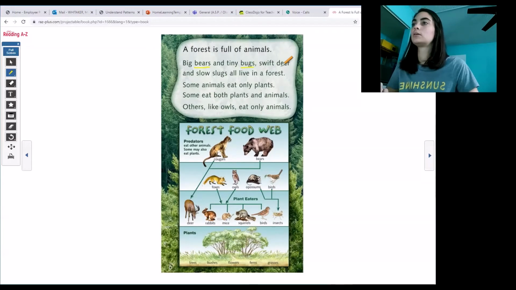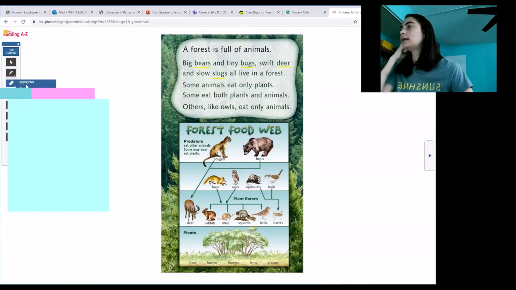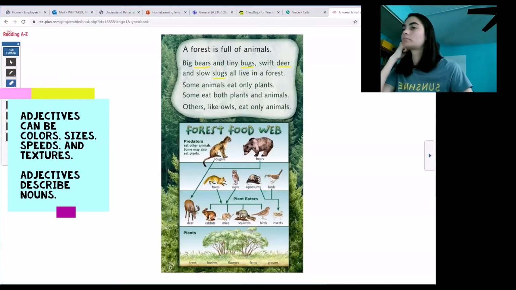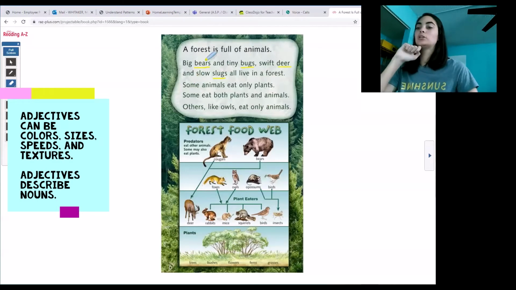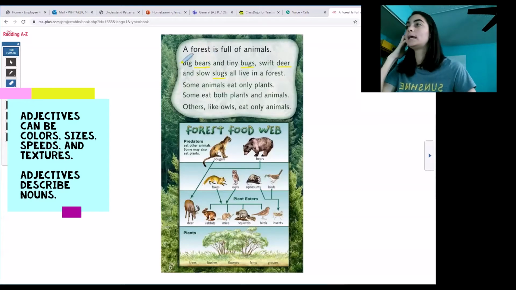bugs, deer, and slug. Highlighter, and I'm going to do blue. Let's see if I like it. All right, so bear is the noun. So the adjective describes the bear. What kind of bear? So big bear, okay? The adjective to the word is usually in front of it, but not always.